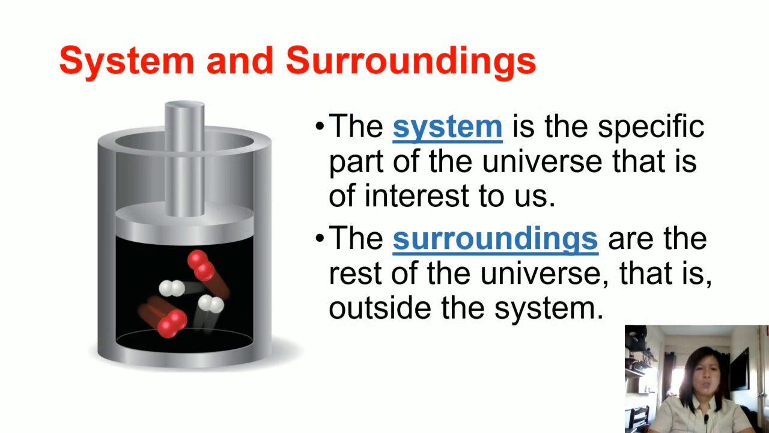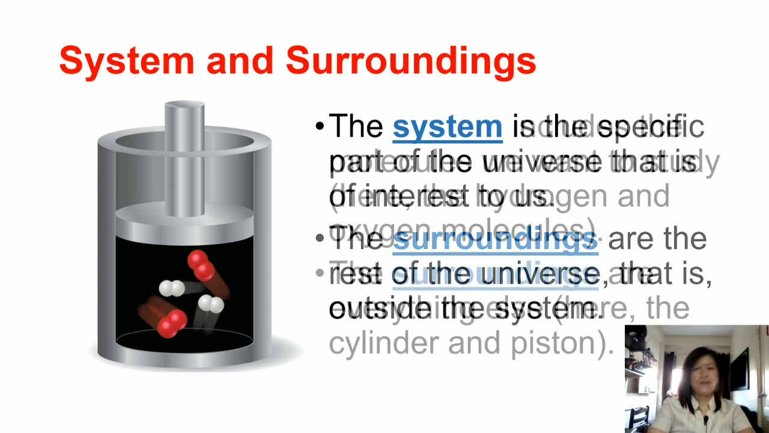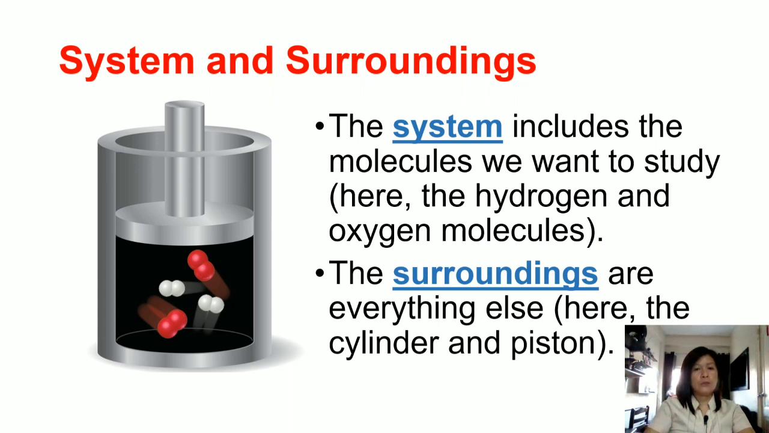Let's distinguish between system and surroundings. What is a system? A system is the specific part of the large universe that is of interest to us. And then the surroundings are the rest of the universe that is outside of the system. We have this illustration in consideration.